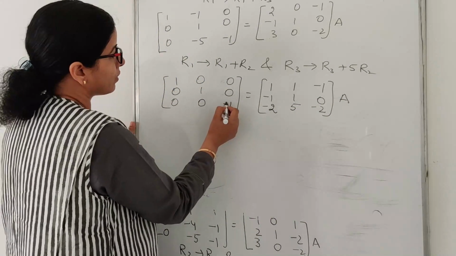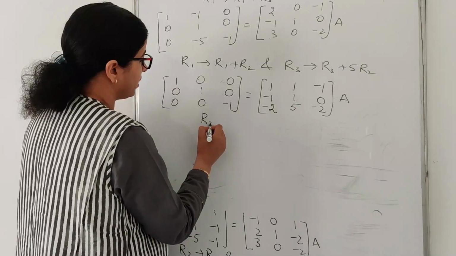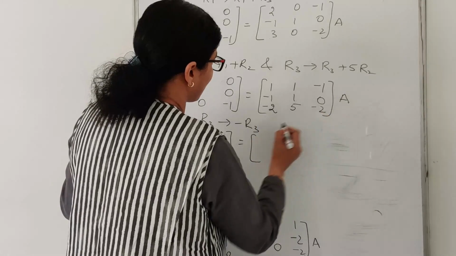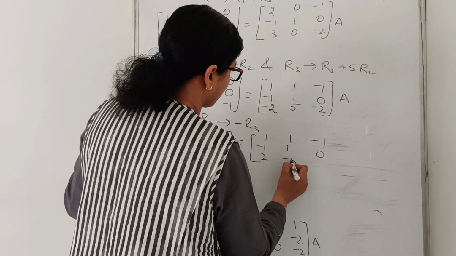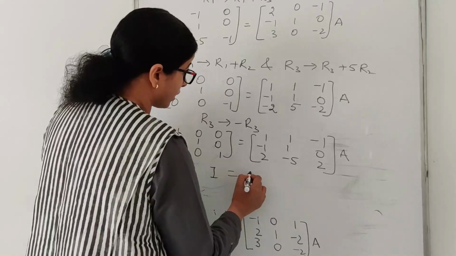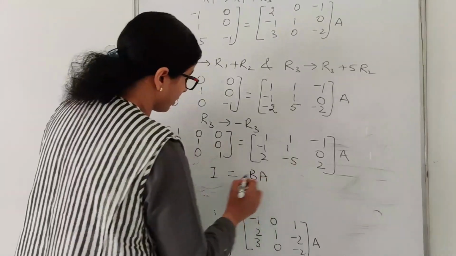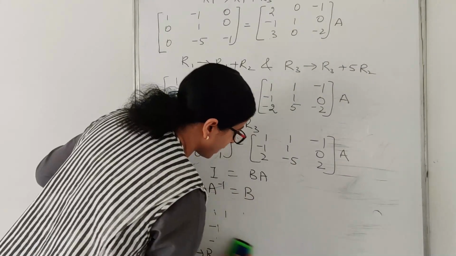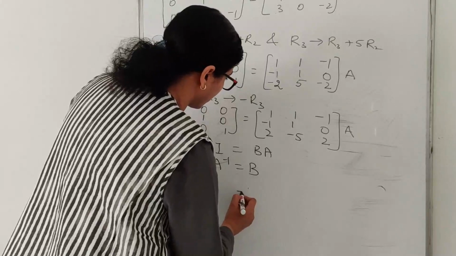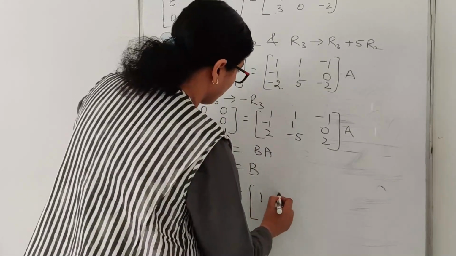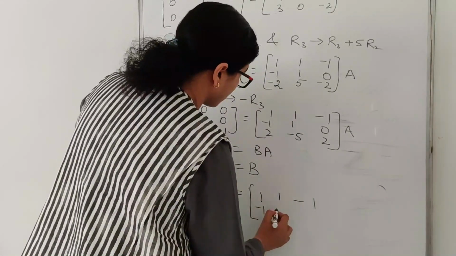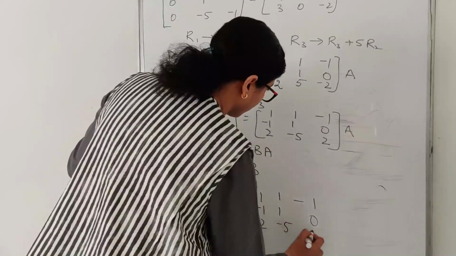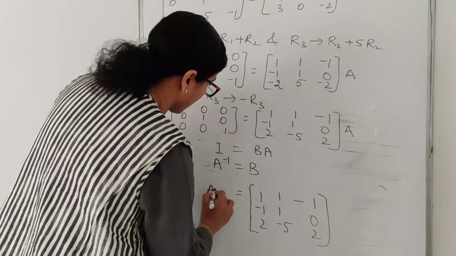Now I have a minus sign over here. So what will I do? I will write R3 tends to minus R3. And on this side I will multiply by minus sign. 2, minus 5. I have got I equals BA. It means A inverse is equal to B. So basically, what is my A inverse? My A inverse for the required matrix is 1, 1, minus 1, minus 1, 1, 0 and 2, minus 5, 2. So this is my required A inverse.